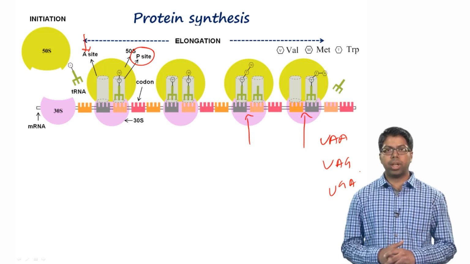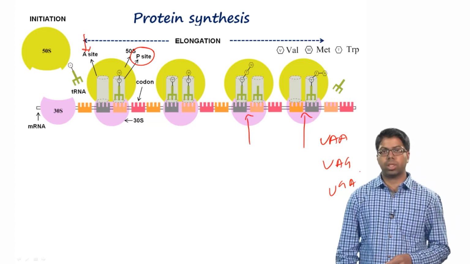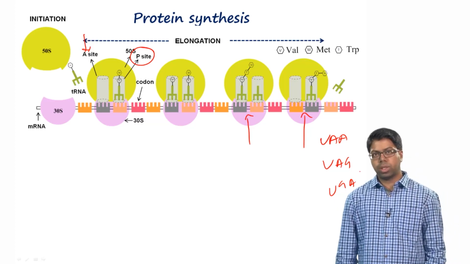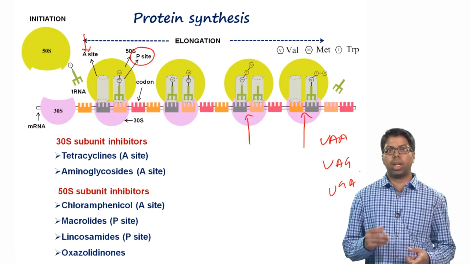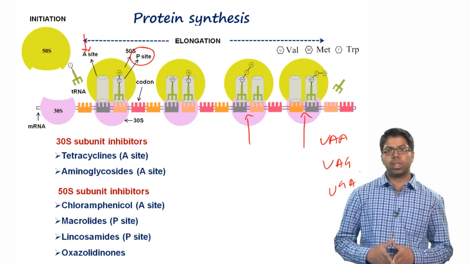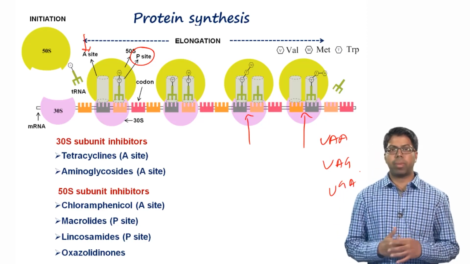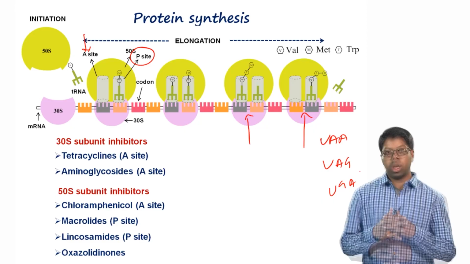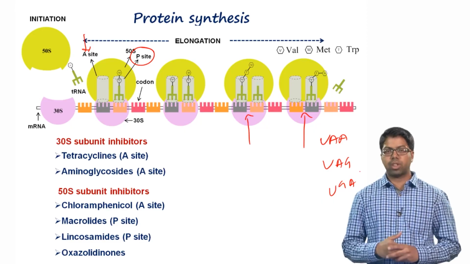So, now you may have guessed that antibiotics act at a specific site on the ribosome and inhibit protein synthesis. The antibiotics that inhibit protein synthesis can be categorized into two classes. One is 30S subunit inhibitors, which include tetracyclines and aminoglycosides, and the second is 50S subunit inhibitors, which include chloramphenicol, macrolides, lincosamides and oxazolidinones. This lecture will focus on a detailed discussion of each of these classes of antibiotics.